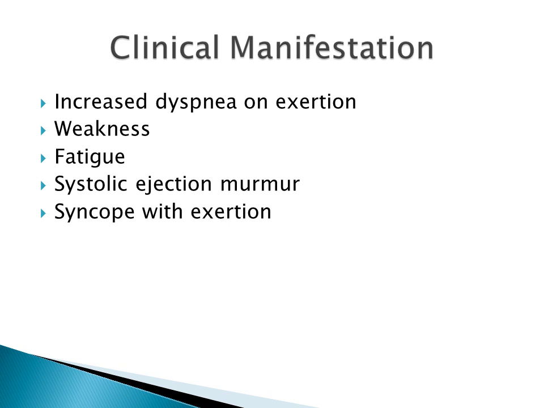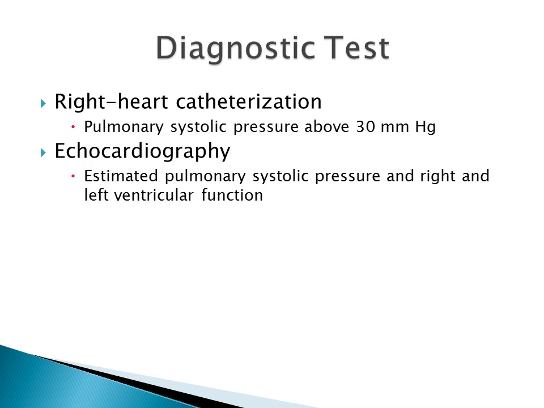Classic symptoms of pulmonary hypertension are dyspnea on exertion and fatigue. Exertional chest pain, systolic ejection murmur, dizziness, and exertional syncope are the other symptoms. These symptoms are related to the inability of the heart to increase cardiac output in response to the increased oxygen demand. Diagnostic evaluation for pulmonary hypertension includes cardiac catheterization and echocardiogram. Other tests include ECG, chest X-ray, and pulmonary function test.